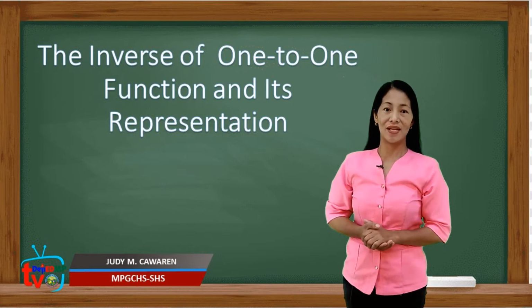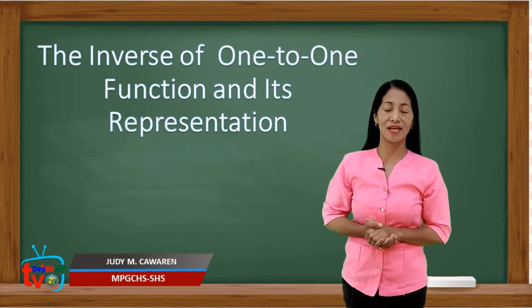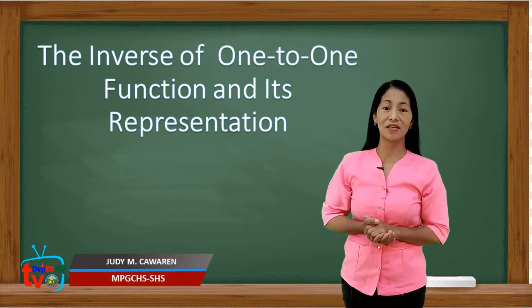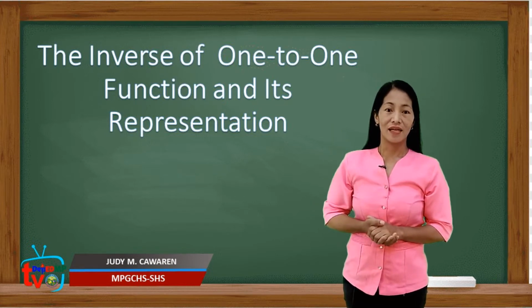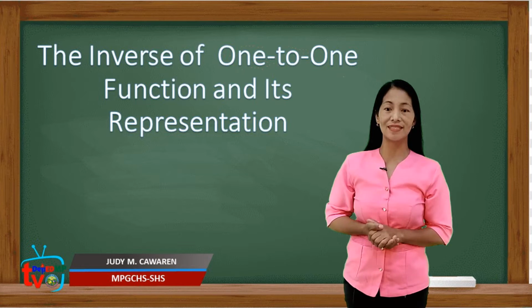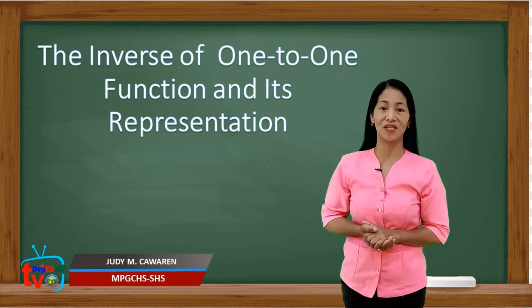To summarize the lesson, first, a function is one-to-one if it has an inverse function. Second, a graph is one-to-one if the horizontal line and the vertical line intersect the graph at one point. And third, comparing the graph of function and its inverse function, the domain of function is the range of its inverse function. The range of function is the domain of its inverse function.